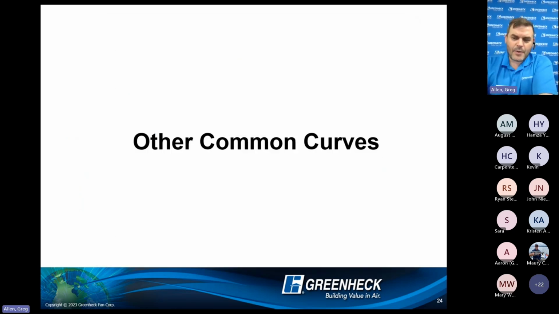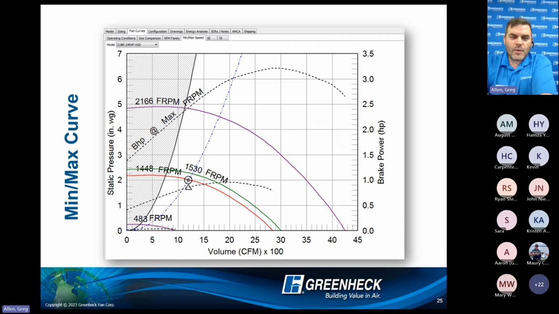I do want to point out a few more common fan curves. This is all about providing you information so you can make better selections, so you know what tools you have in that quiver. And this is one of my absolute favorite fan curves. It's just a min-max fan curve.